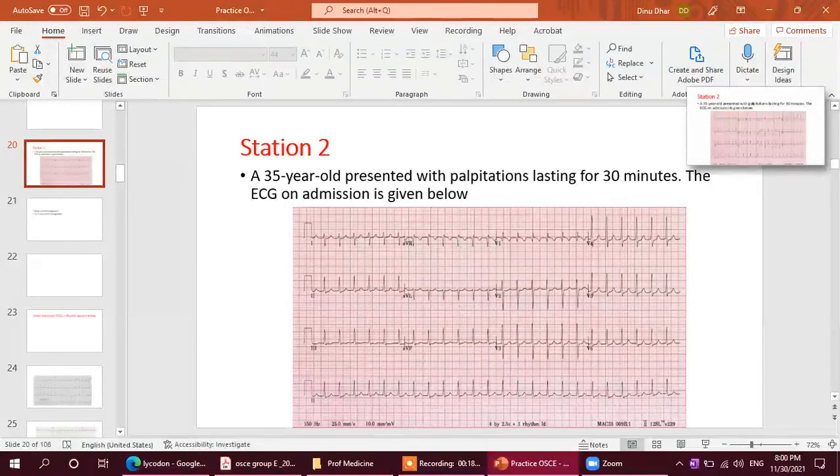It's called any of those three names. Right? So this is a narrow complex arrhythmia. It can be atrial fibrillation, flutter, or AVNRT or nodal tachycardia.